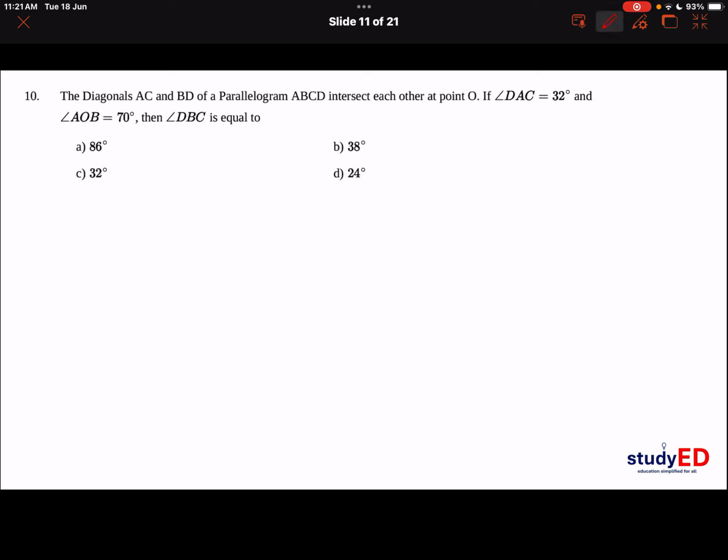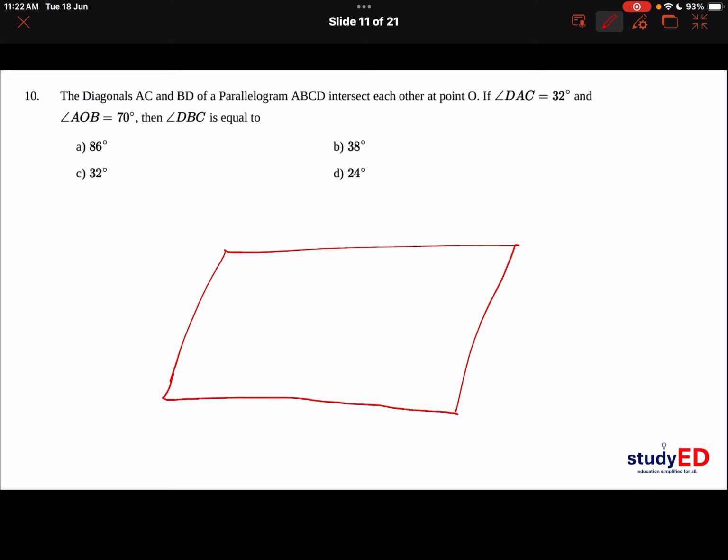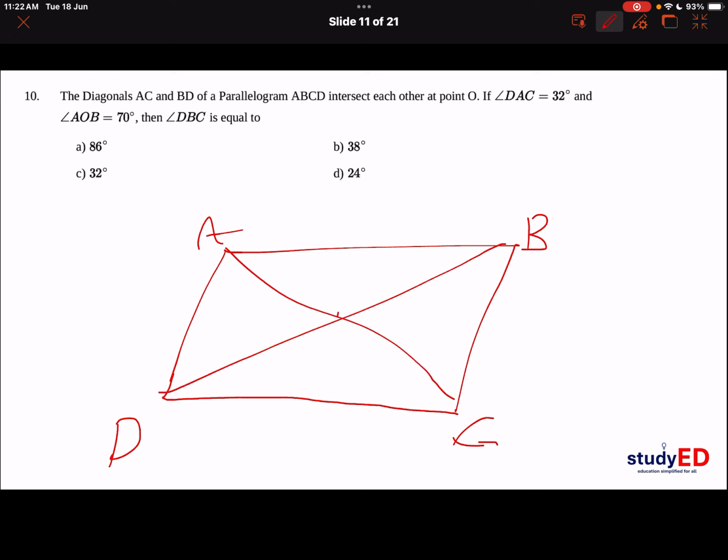Diagonals AC and BD of a parallelogram ABCD intersect each other at point O. Construction. See, construction is absolutely not necessary, but in sums like this where they have not given a figure, it is highly recommended because without it you could fall behind. A, B, C and D. Diagonals AC and BD intersect each other at point O.